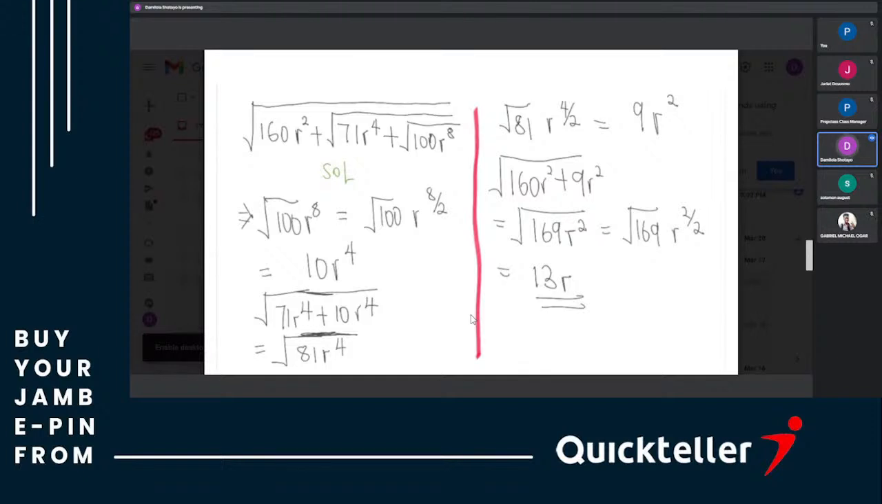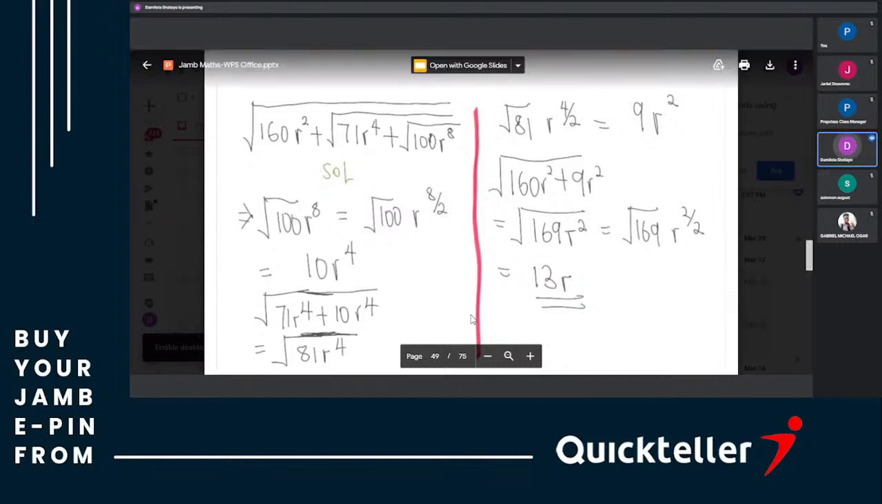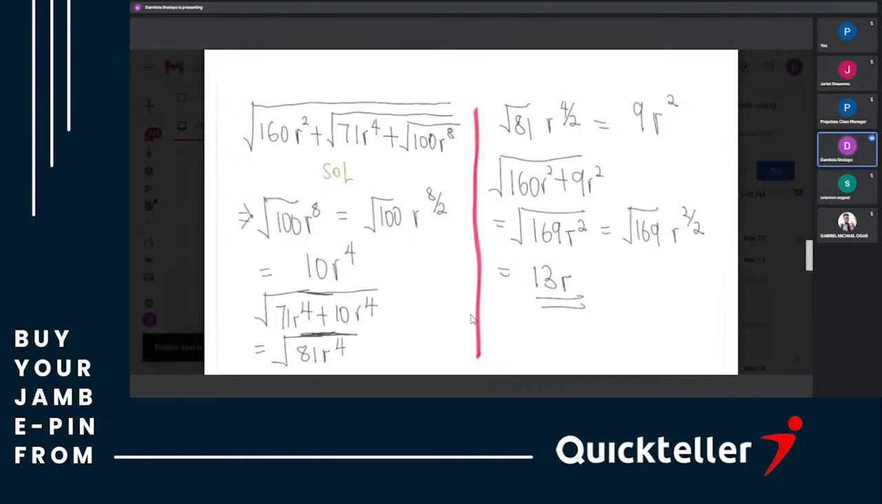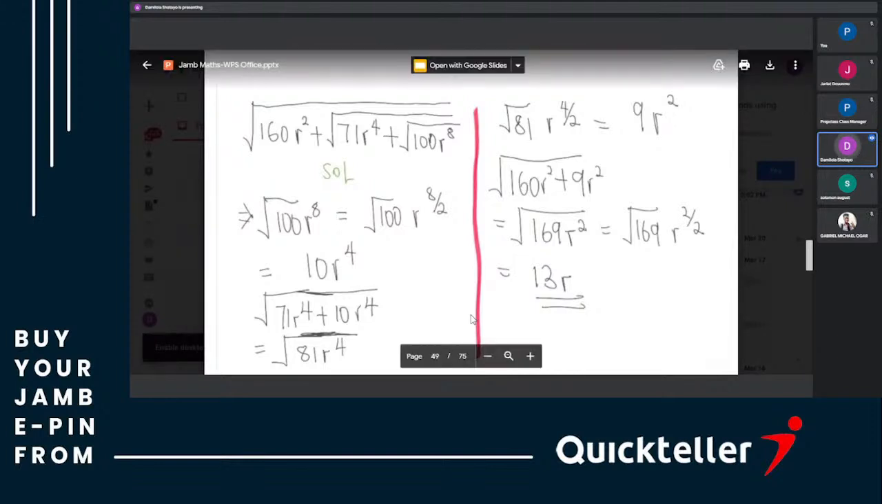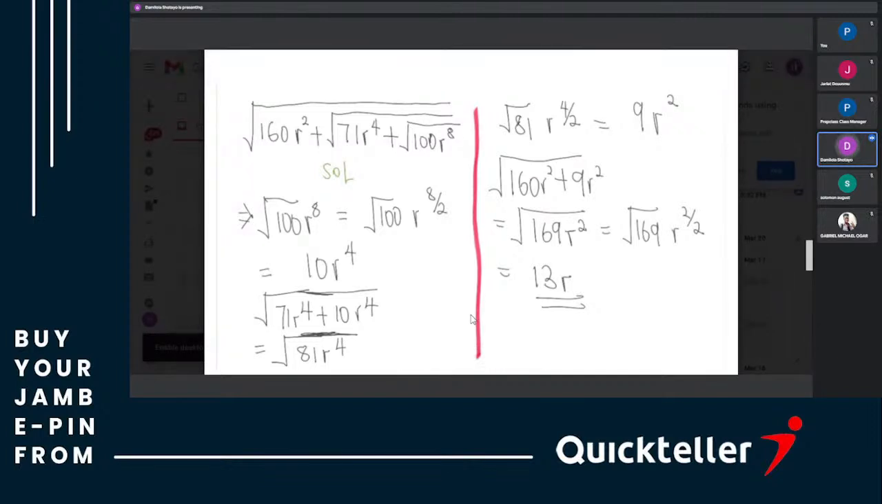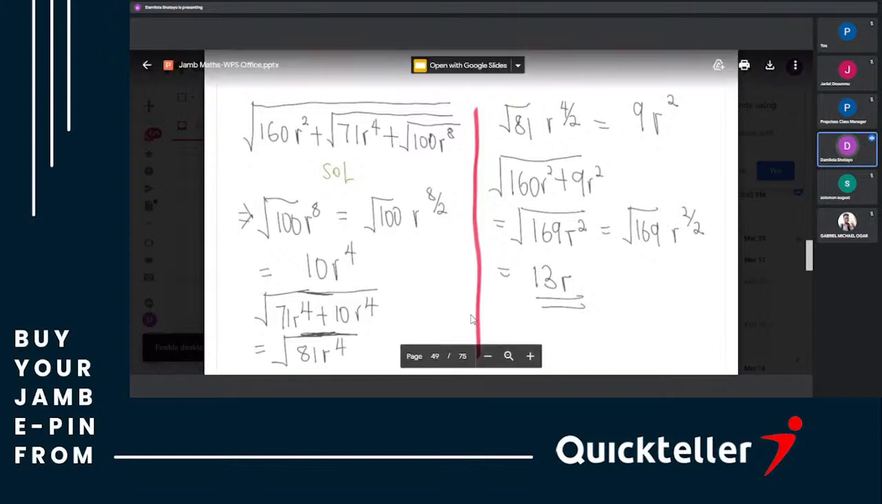Now we mix this answer with the next number. So it's now giving me 71 r to the power 4 plus 10 r to the power 4. Because I saw this one first, I've gotten 10 r to the power 4. Fuse it with 71 r to the power 4. It will give me 71 r to the power 4 plus 10 r to the power 4, and that will give me 81 r to the power 4. Root now. Root for number 81 is 81, then for the r to the power 4, it will become r to the power 4 divided by 2, according to the law of what? Indices. Root 81 is 9. R to the power 4 over 2 will give me r to the power 2. So that will give me 9 r to the power 2.